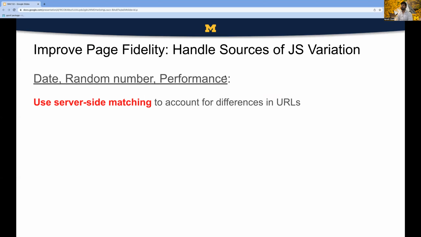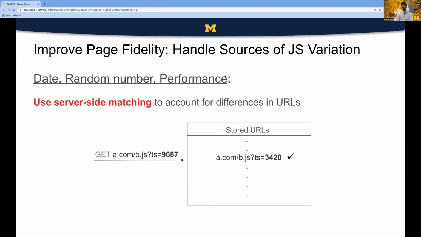In order to improve the page fidelity, we have to ensure that the URLs that are generated as a result of JavaScript execution do not vary or diverge. And therefore, we have to handle the source of such JavaScript variations. One source of such variation is inbuilt browser APIs such as date, random number generation, and performance APIs. In order to handle any differences in URLs due to these APIs, we simply use server-side matching techniques.